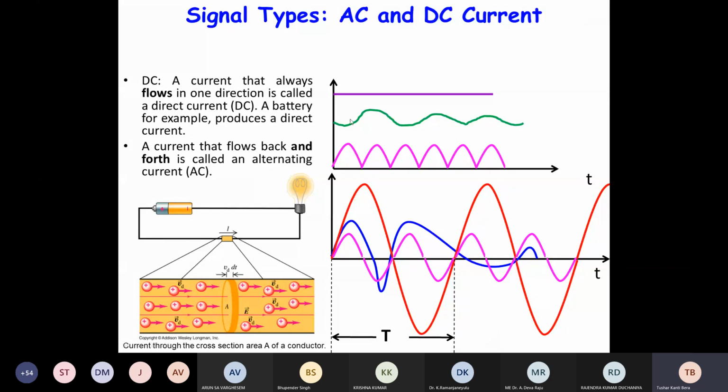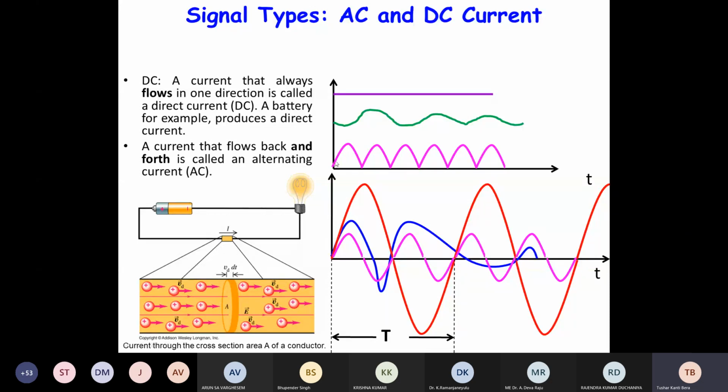And sometimes this DC can also be fluctuating in nature. So why is it called DC? Because it is flowing in a particular direction. That's why it is called direct current, and its polarity is not changing. Polarity will only change when the signal crosses the time axis and comes down.